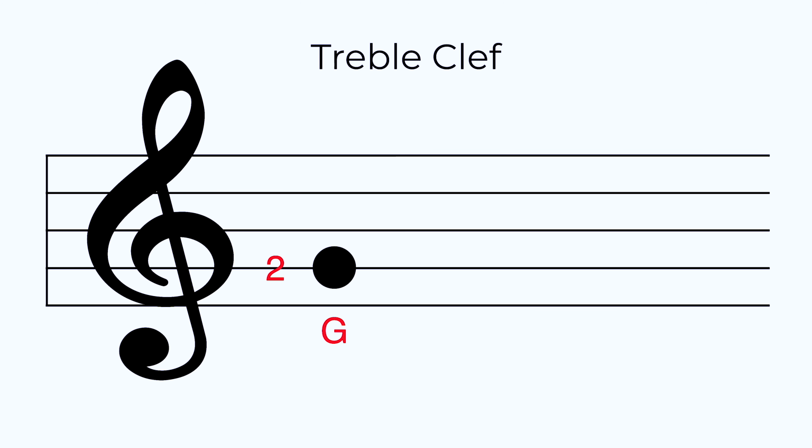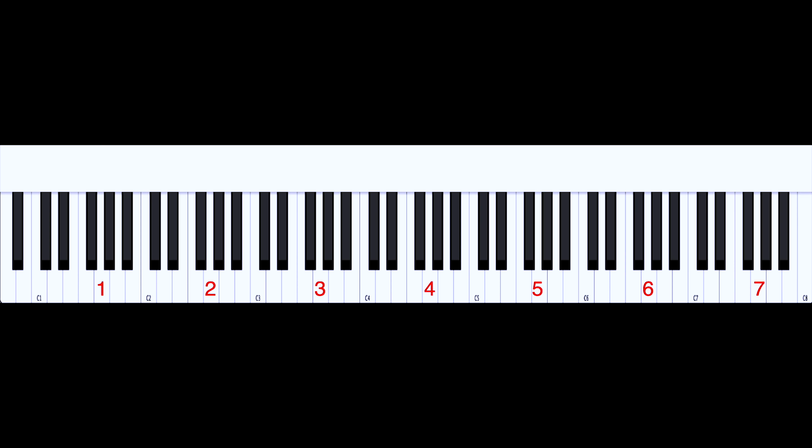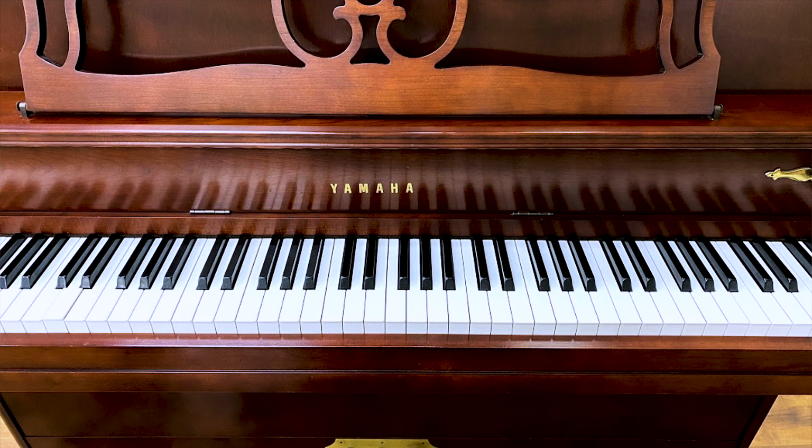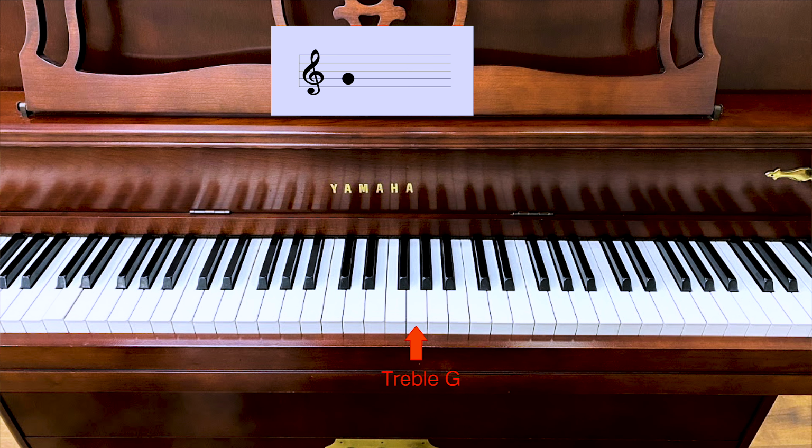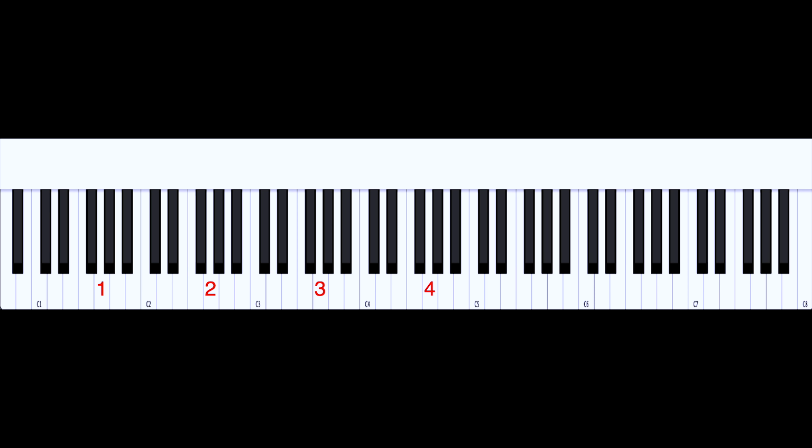But we have to get even more specific. There are 7 different G's on the piano, and this note head can't represent them all. It represents just this one G, right here towards the middle of the piano, that we call treble G. If you have a piano with a piano maker written on it like Yamaha or Steinway, the G is towards the right of the text. Or you can count up 4 G's from the bottom and you'll land at your treble G.